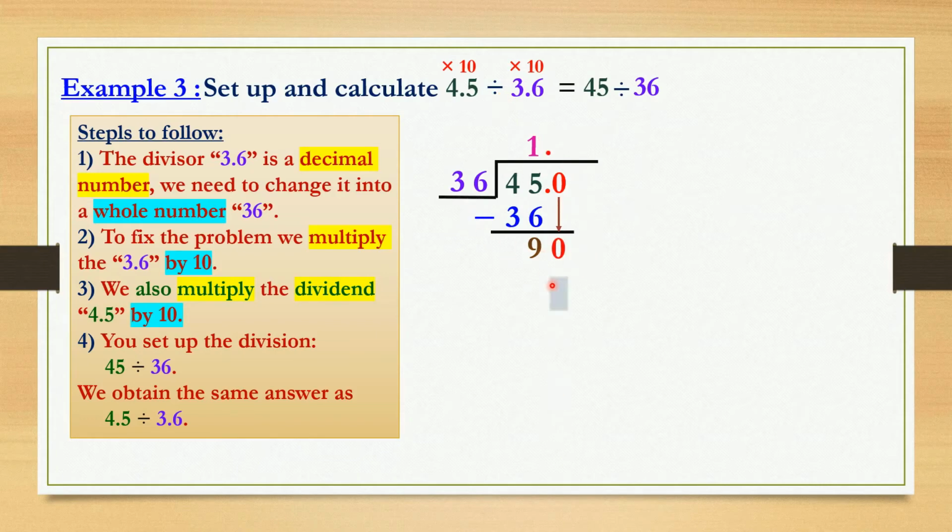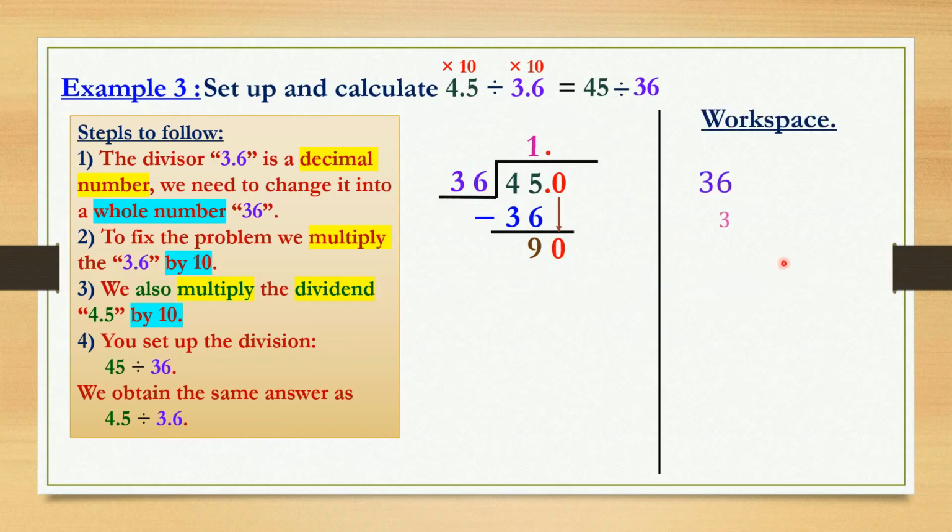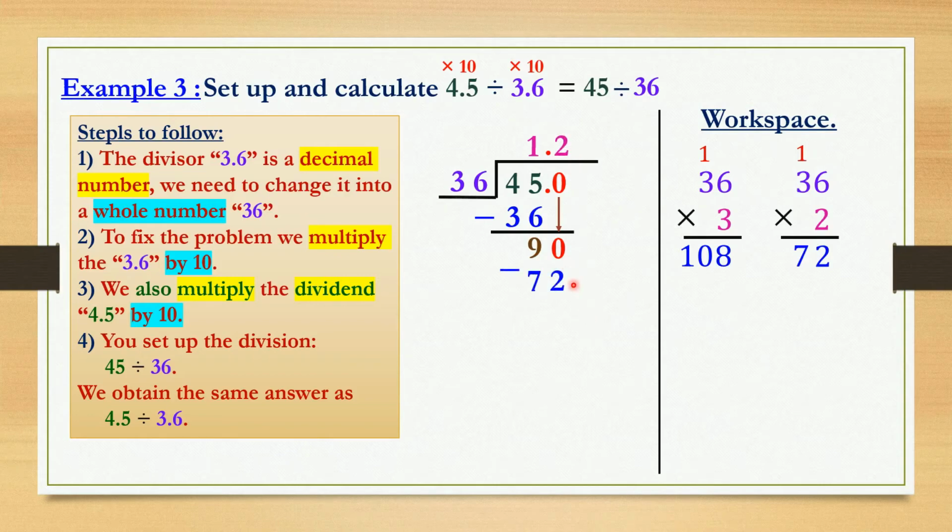Let's estimate the quotient now. 9 divided by 3, it's 3. We try it on the scratch paper. 36 times 3 equals 108, which is greater, so we try the 2. We obtain 72, which is correct. I write 72, I write 2 in the quotient, and the remainder here, it's 18.